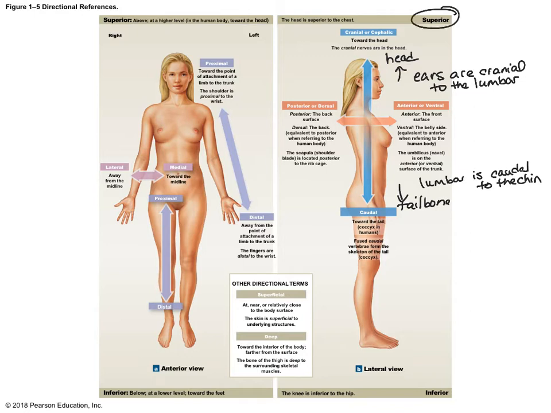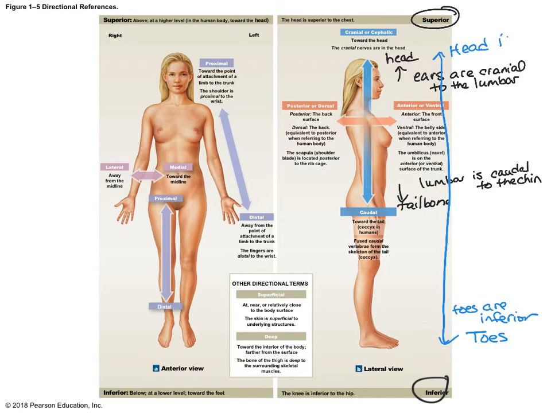superior and inferior. Superior and inferior are usually used when we're describing going from the head all the way down to the toes. So cranial and caudal are from the head to the tailbone. Superior and inferior are from the head to the toes. So the toes are inferior to the head, and the head is superior to the toes. The hip is inferior to the head, and the head is superior to the hip.